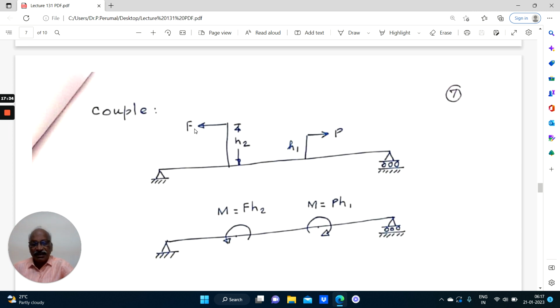So this will transmit an axial force of F and a moment of F into H2. That is how it is represented. F into H2 is the anticlockwise moment to which the beam will be subjected at this point. Similarly, this will be equivalent to an axial force of P. I will give an explanation for this also a little later. And P into H1 is the clockwise moment at this point, M equal to P into H1. So if it is given like this, one need not get confused, right?